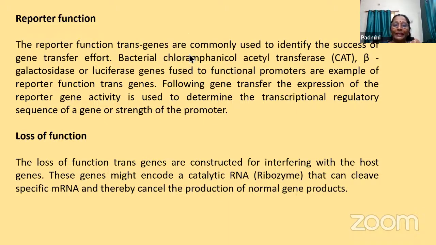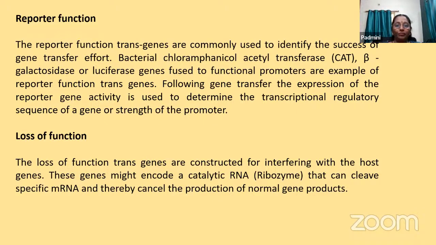This is done by bacterial chloramphenicol acetyl transferase, that is CAT, and you also have beta galactosidase or luciferase genes fused to the functional promoters. These are examples of reporter function transgenes. Following gene transfer, the expression of the reporter gene activity is used to determine the transcriptional regulatory sequence of a gene or the strength of the promoter. So this is a reporter gene which is going to report to you how successful you were in transferring that particular gene, and whether the promoter genes are helping to express the gene of interest that you have added. That is reporter function.